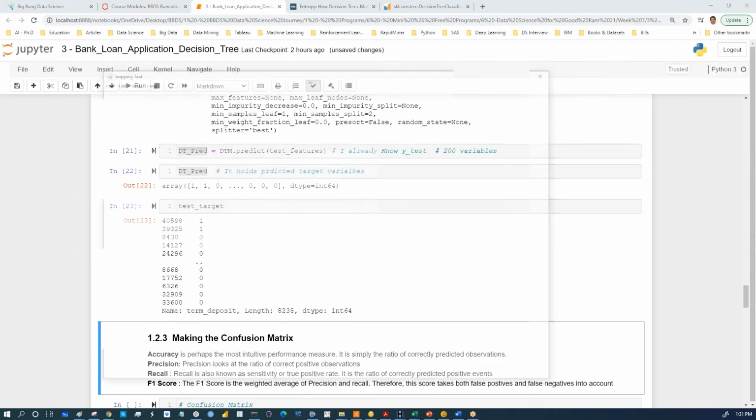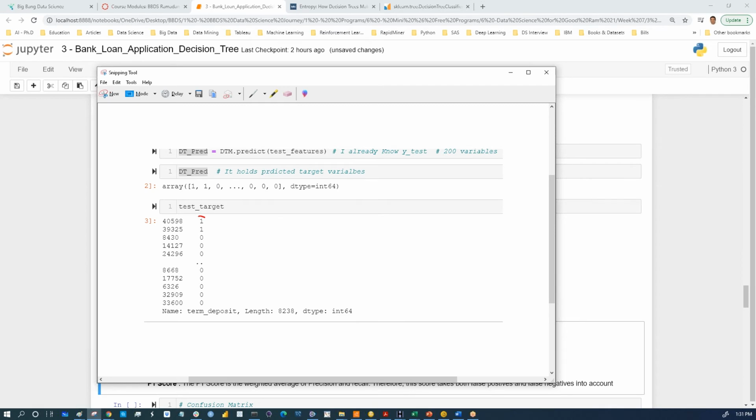So the first column is a 1, and its prediction is 1. Is this good or bad? It's good. And the second one is 1. Is this good or bad? It's good. The third one is 0 and the prediction is 0. Is this good or bad? That's good.